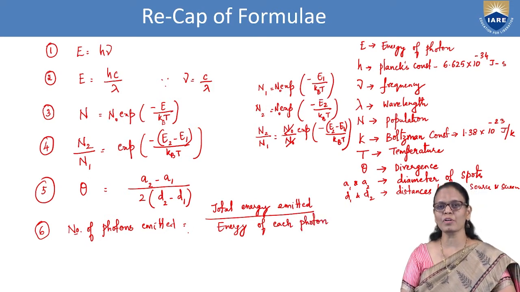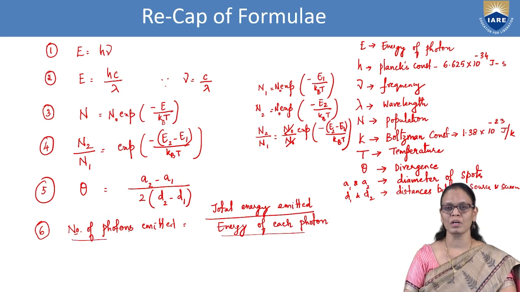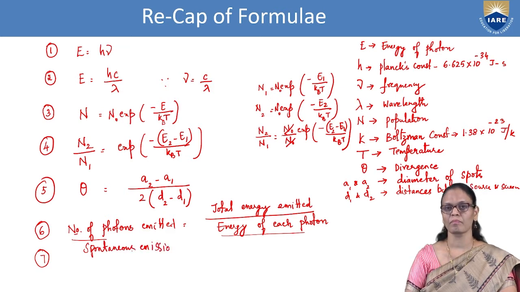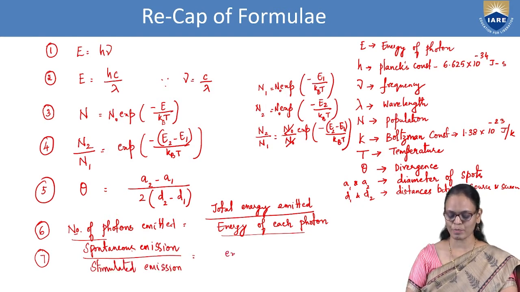So if you know the number of photons, you can calculate the energy of photon also. So knowing the energy, you can calculate the photons. Or if you have to calculate the number of photons, we use total energy upon energy of each photon. Then one more formula to find the ratio of spontaneous emission to stimulated emission. This is given by exponential h nu by kT minus 1.